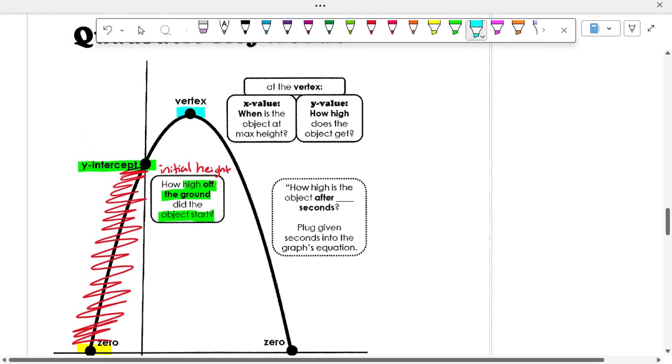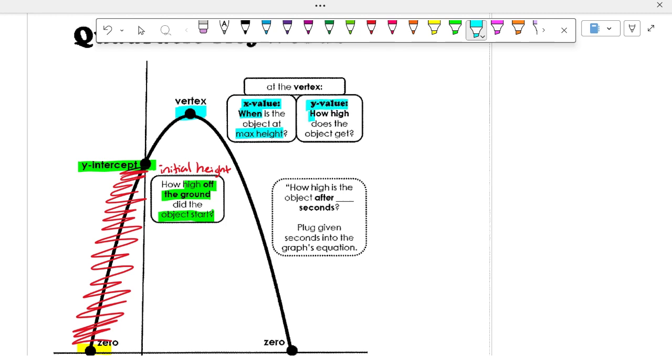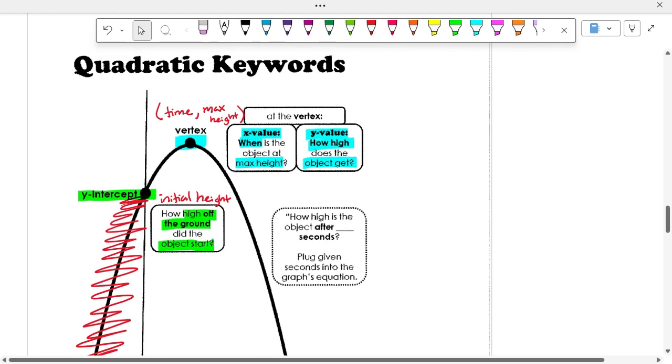Your vertex has two different features: the x and y value. The x value represents when the object hits the max height. Your y value represents how high the object gets. So in other words, if you're looking at the vertex, the x value is the time, and the y value is the actual max height. So the time it reaches the max height and the actual max height.